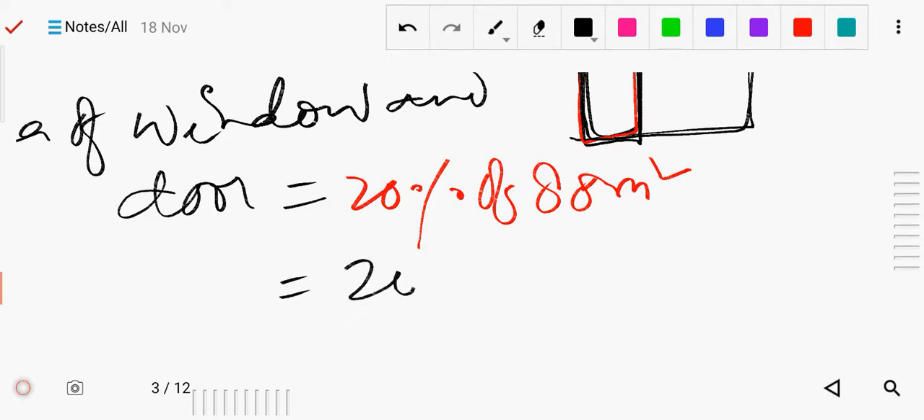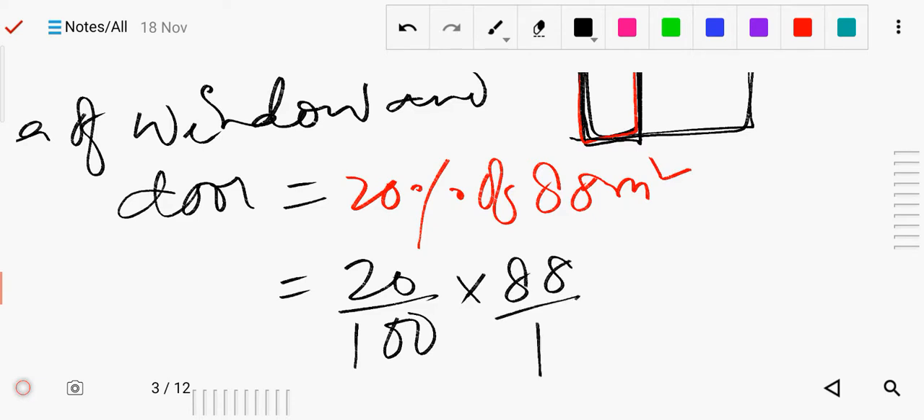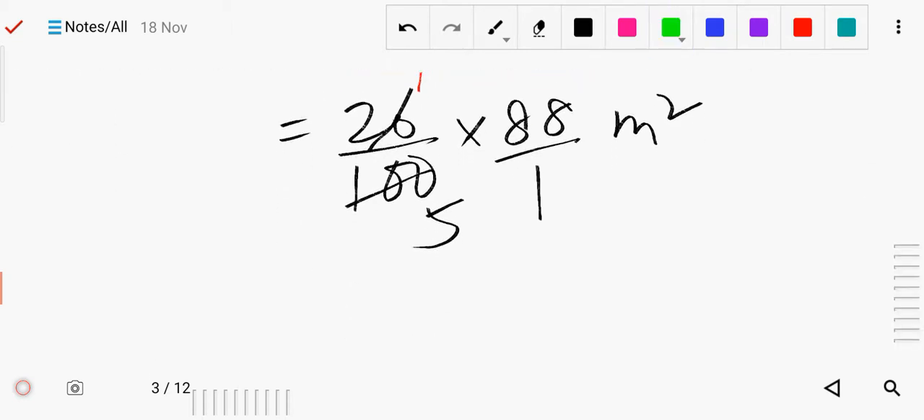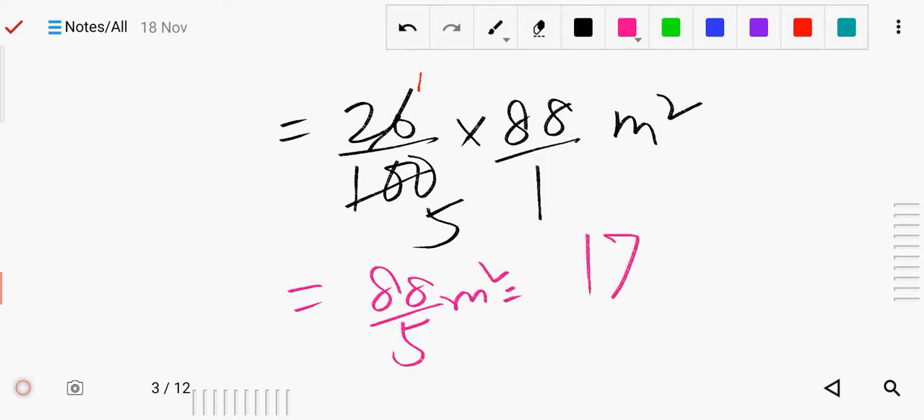Now we can solve this. 20% means 20 by 100, and "of" means multiply by 88. So we can write 88 by 1, and here is the meter square. Here it is divided 5 times, so it is actually 88 by 5 meter square. So we can solve, and you will get 17.6 meter square. So this is the area of window and door.